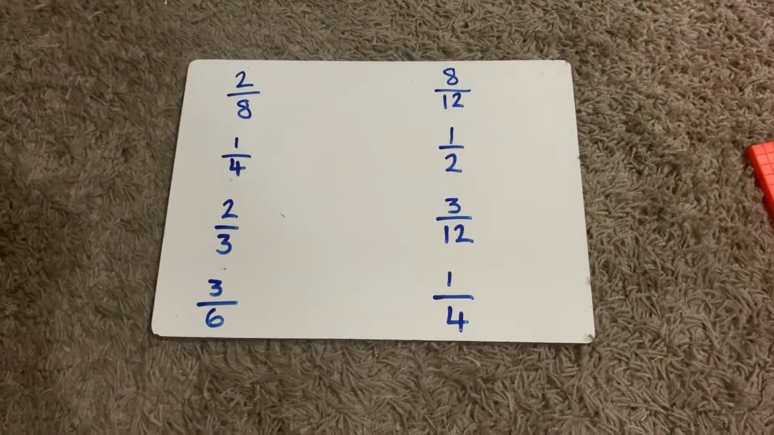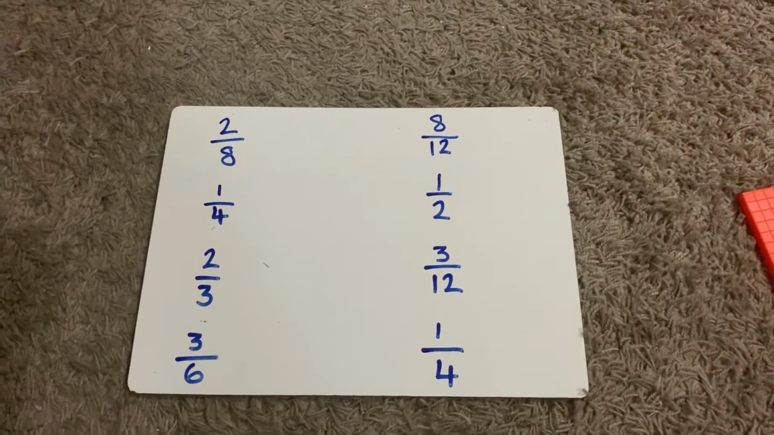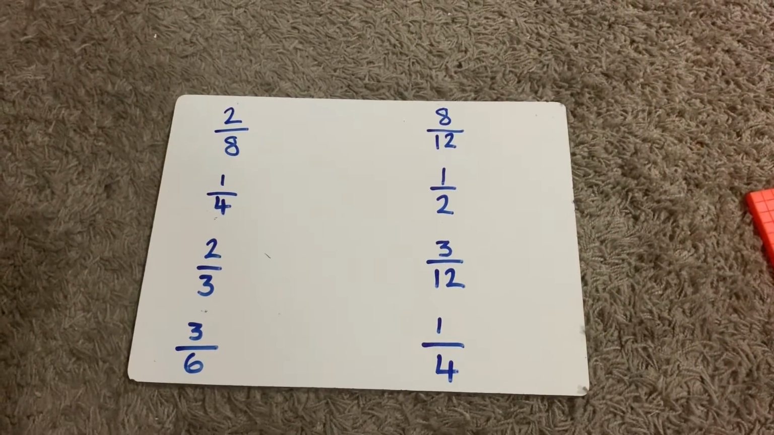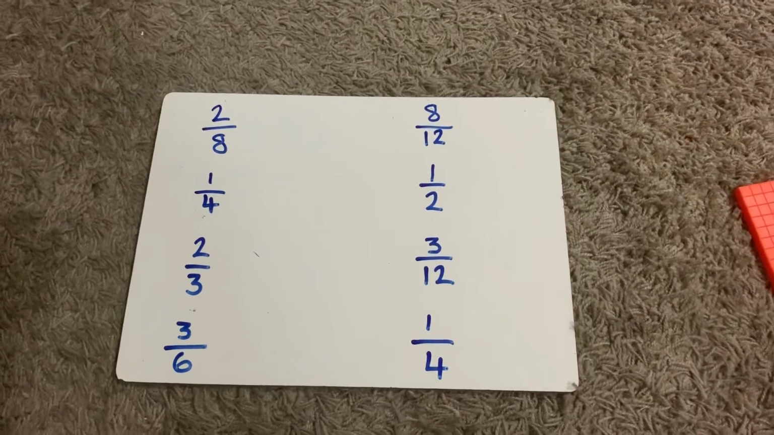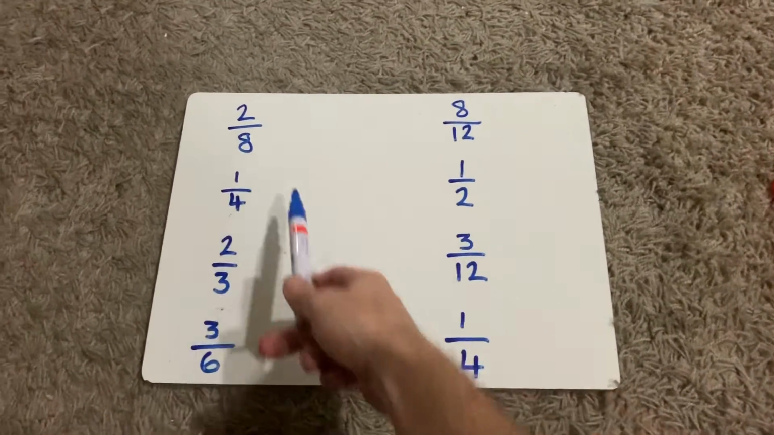Find equivalent fractions. Now that is fractions with the same value. So when you're doing this, you are comparing fractions together. So whenever you are comparing fractions, you need to simplify that fraction first. So I'm going to have a look at the left rows first.